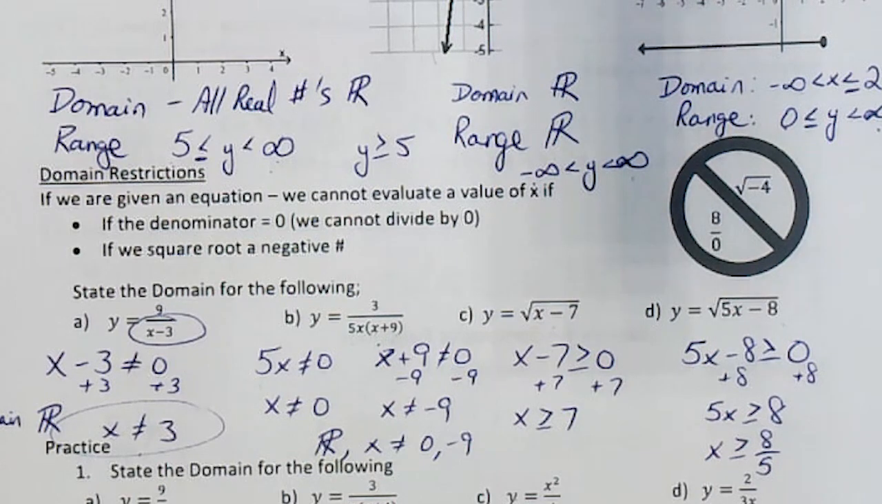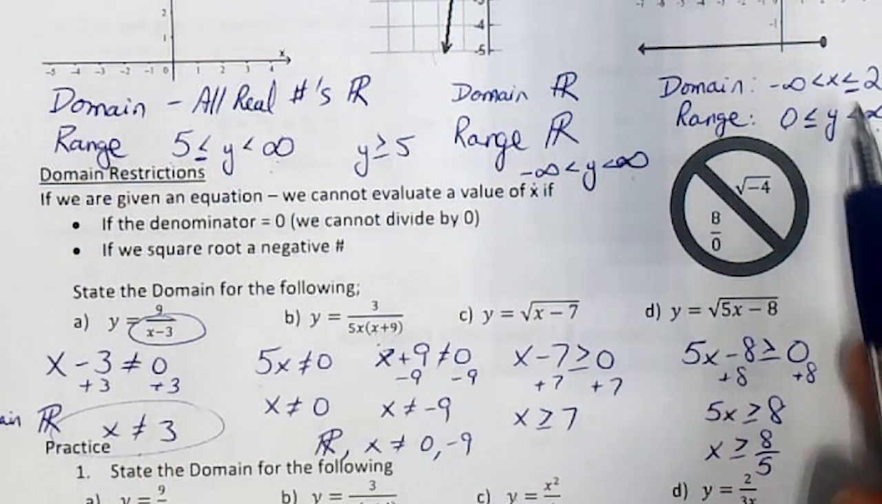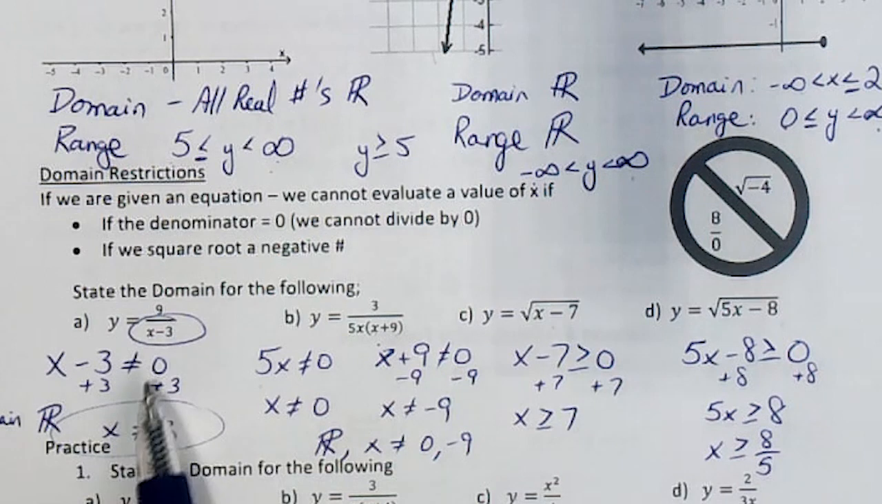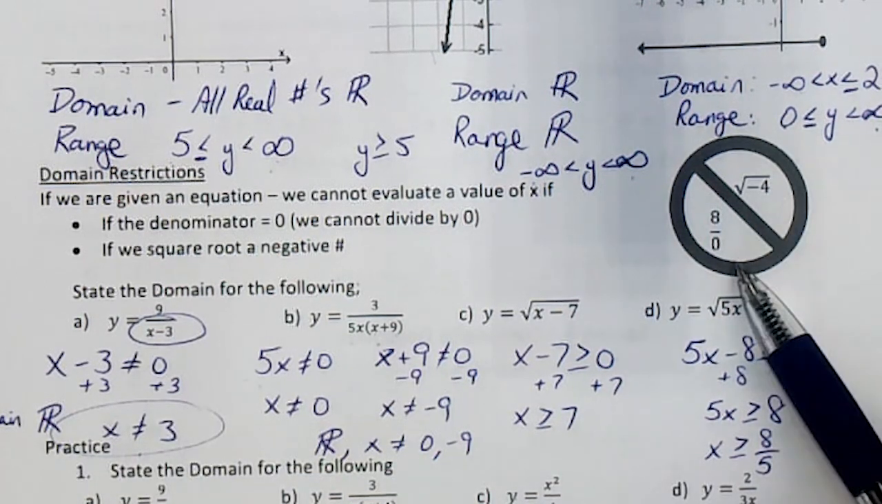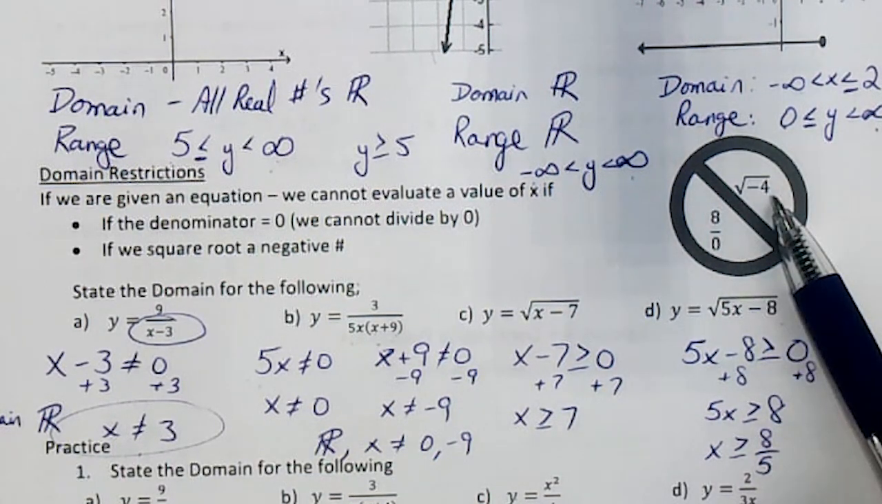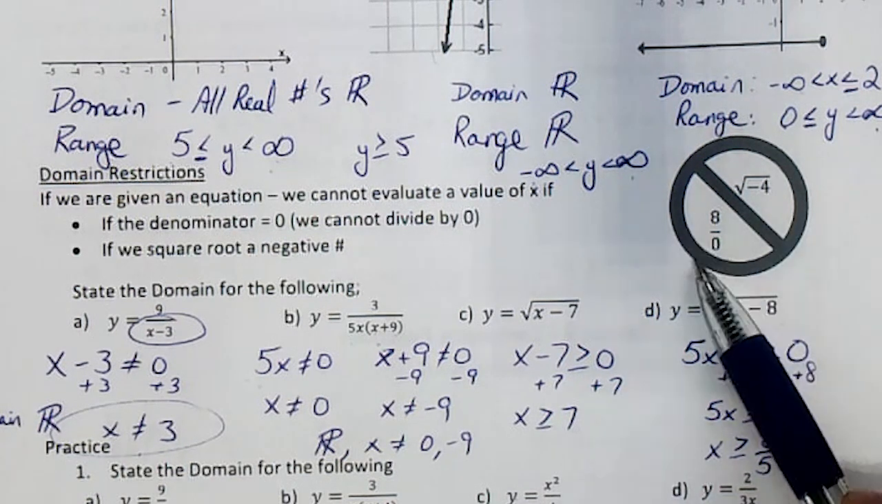That's the domain. So if you have a graph, you can just look at it, write down the domain and range. If you have an equation, remember these 2 rules. No negative square roots, or negatives inside the square root, and we cannot divide by 0.